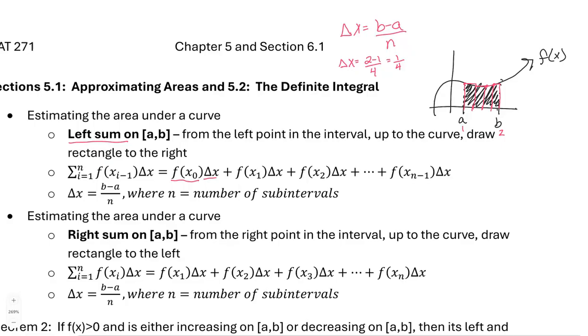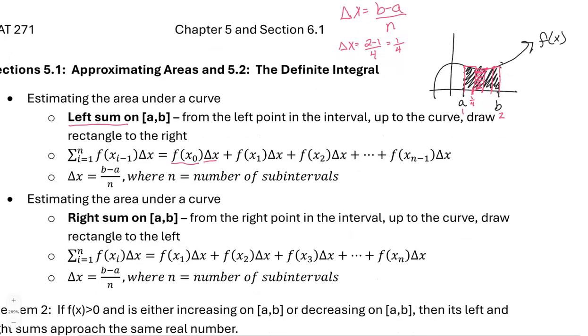And then we would move over delta x units. So in this case, if I move over, I would be at 1/4. So now I'm looking at the second rectangle, which is going to have a height of f of x plus 1. In this case, it would be f of 1/4 times that width of delta x, and so on. I would do that for every rectangle.